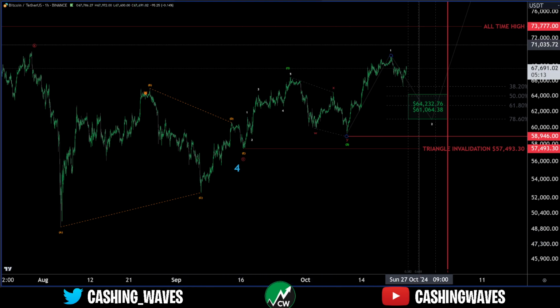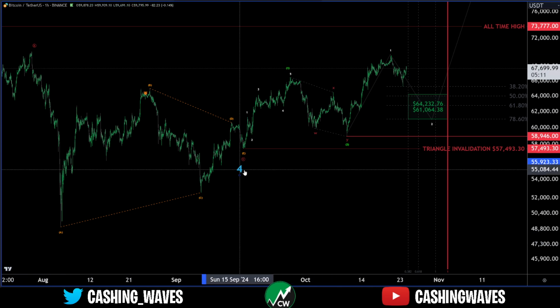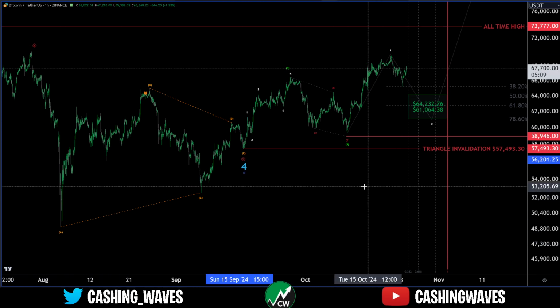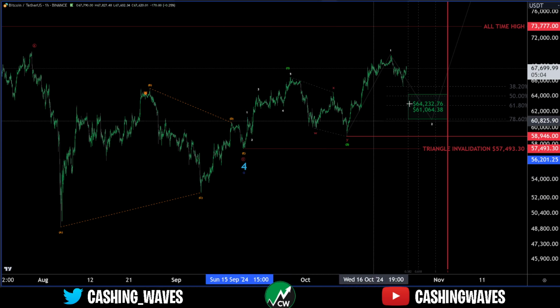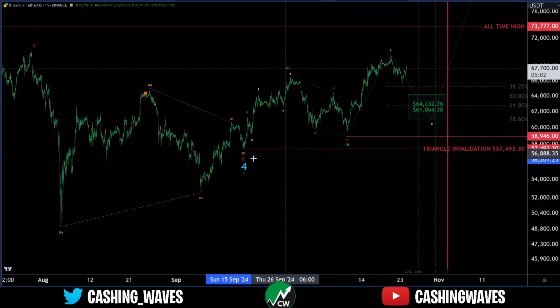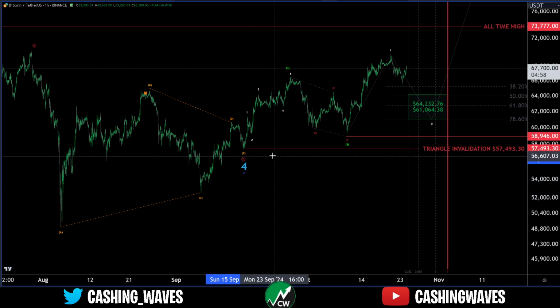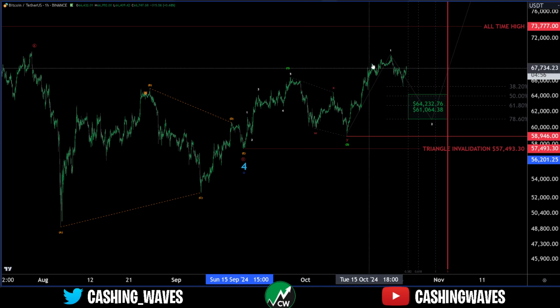This was my primary count, that we finished our fourth wave on a larger degree. If you want to see my larger degree counts, just go to my last Bitcoin video from 2 days ago. But this one's just the smaller time frames. So to keep this count intact, we need to hold this fourth wave at 57,493.30 and looking for this to be a 1-2-1-2.